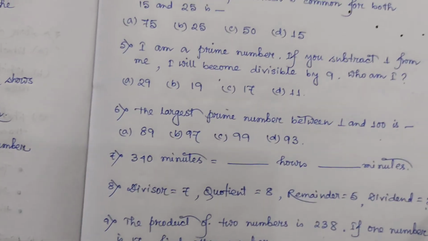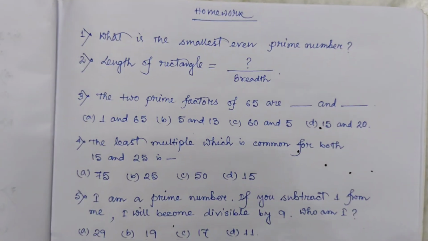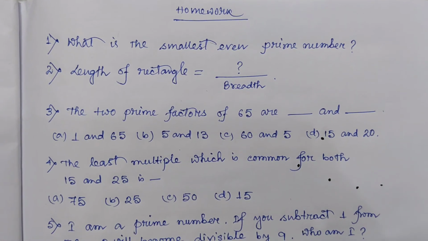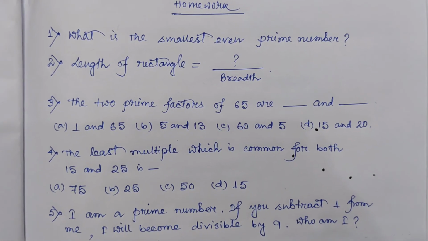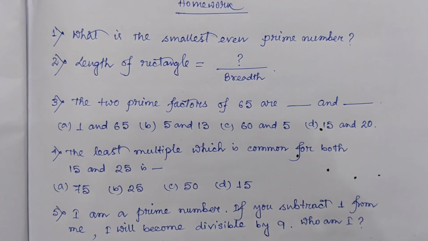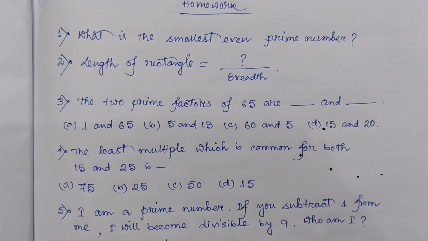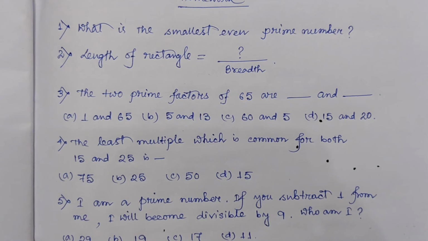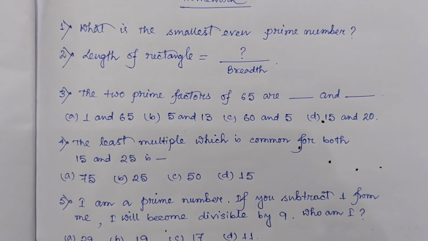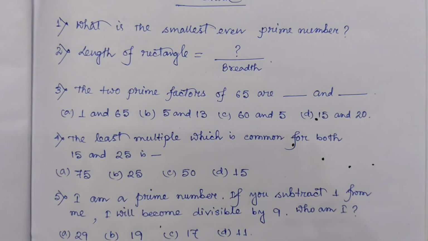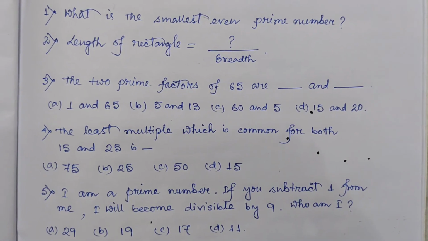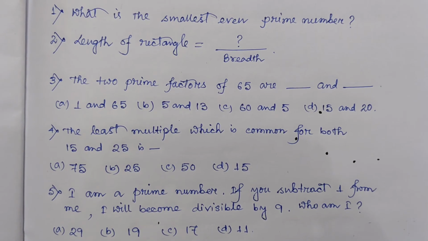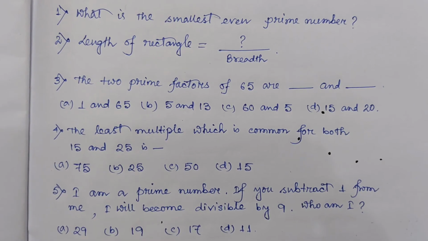Now we have to do some homework. Number 1. What is the smallest even prime number? Number 2. Length of rectangle equals dash by breadth. What by breadth? Number 3. The two prime factors of 65 are dash and dash. Here the options are given. A, 1 and 65. B, 5 and 13. C, 60 and 5. D, 15 and 20.